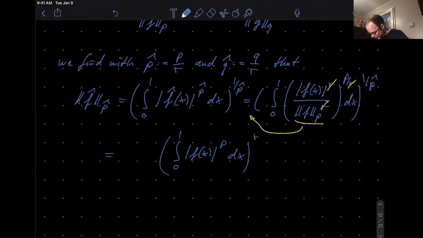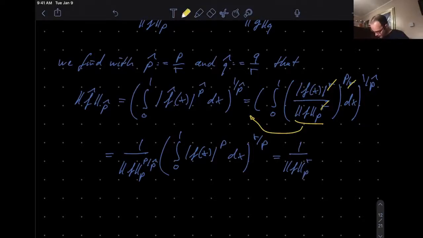So this is r to the power p. And what do I get outside? I have 1 over the p norm of f to the power p, and then divided by p hat. Okay, so p over p hat is just r. So what I have here is 1 over the p norm of f raised to the power r.